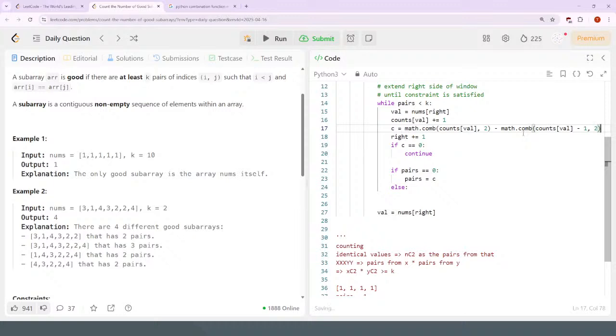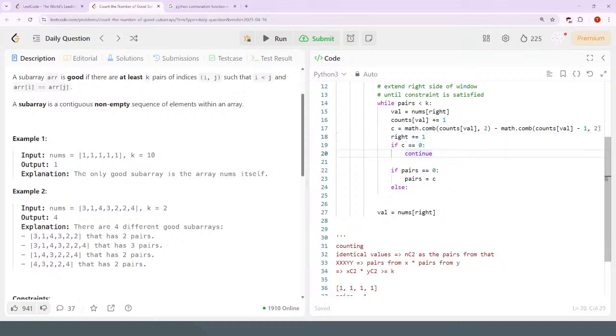Maybe you can say that, really. So the number of new combinations, the new pairs, would be how many you could create using the current count minus how many that you already previously counted. Yeah, that seems fine. In that case, maybe you don't need this if statement.